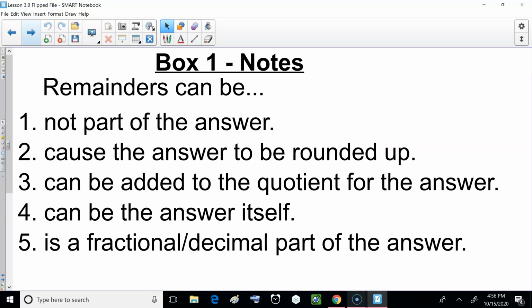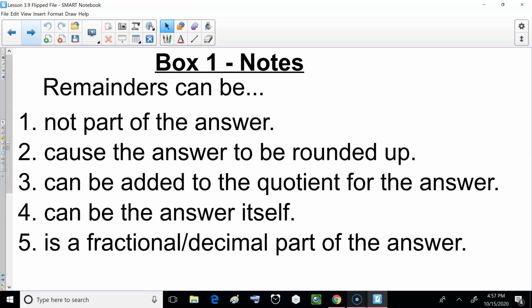So remainders can be, I like to write this down because we have to think about which one of these they fall into. So box one, remainders can be, one, not part of the answer at all. They could cause the answer to be rounded up. They can be added to the quotient for the answer. They can be the answer itself, or a fraction or decimal part of the answer. So we got a lot of things going on that remainders can be with each and every problem.